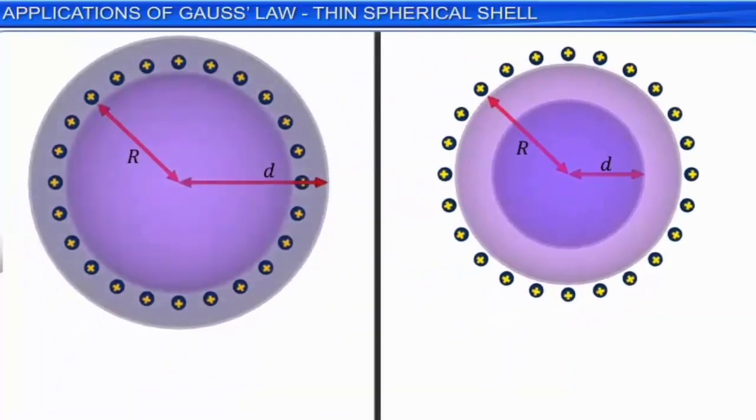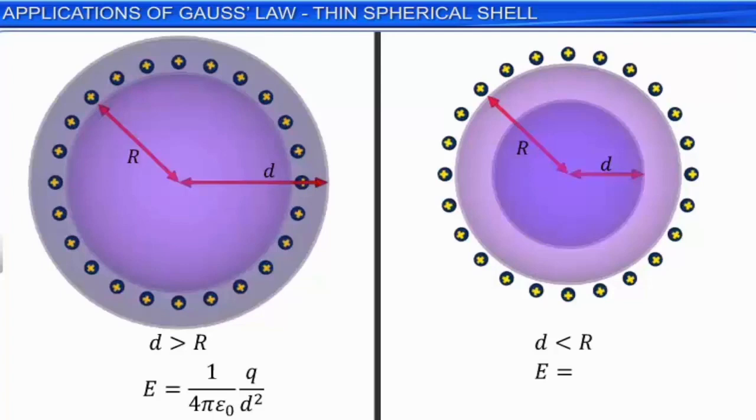Thus, for all distances d from the center of the spherical shell, which are greater than its radius r, the magnitude of the electric field strength E due to the uniformly charged thin spherical shell is given by E equal to 1 by 4 pi epsilon naught, q by d square. For all distances d from the center of the spherical shell, which are less than its radius r, the magnitude of the electric field strength E due to the uniformly charged thin spherical shell is 0.